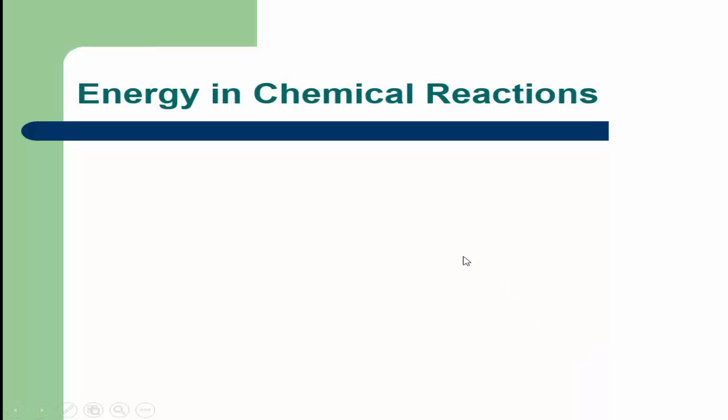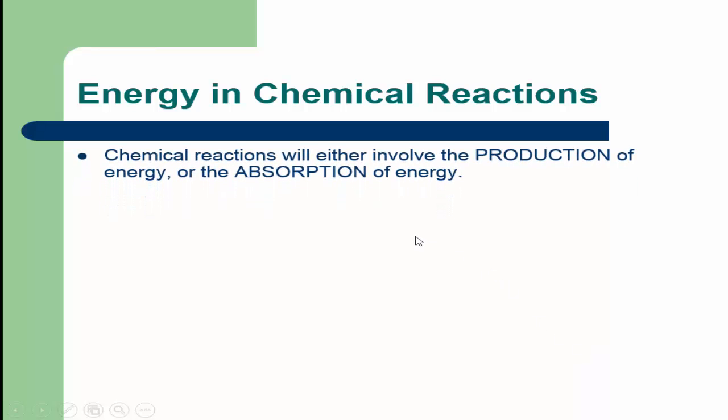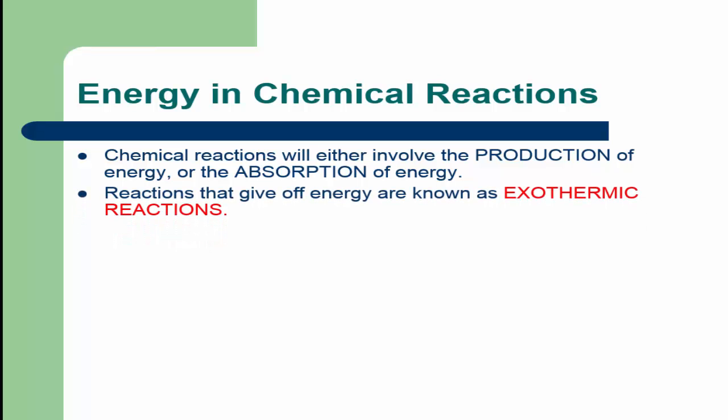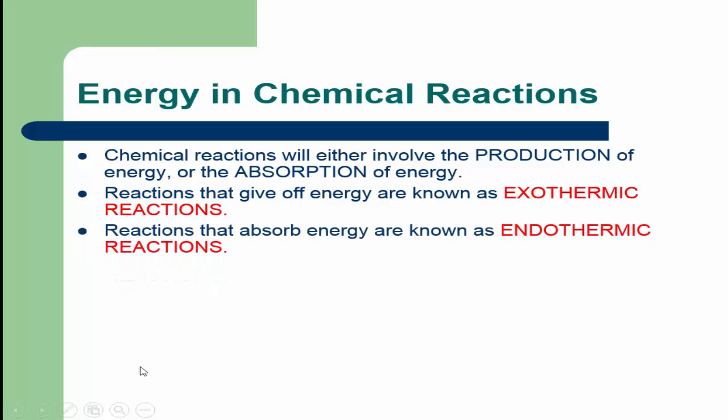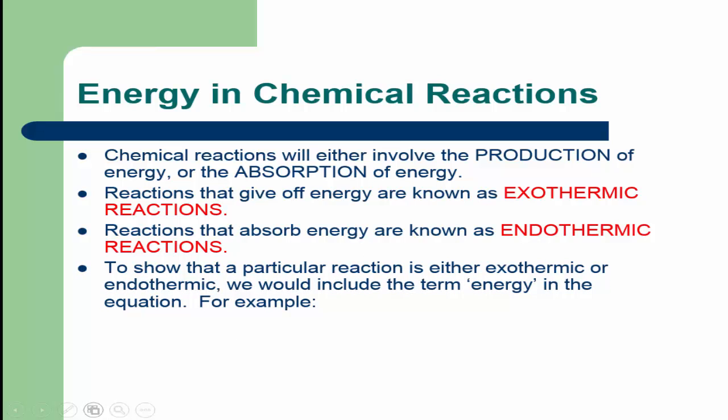Most of these chemical reactions involve energy. Make sure you're clear on the difference between some of these types of energy reactions. Chemical reactions will either involve the production of energy or they require energy or absorb it. Reactions that give off energy are known as exothermic reactions. Reactions that use up or need energy are known as endothermic. To show that a particular reaction is either exothermic or endothermic, we would include the term energy in the equation.